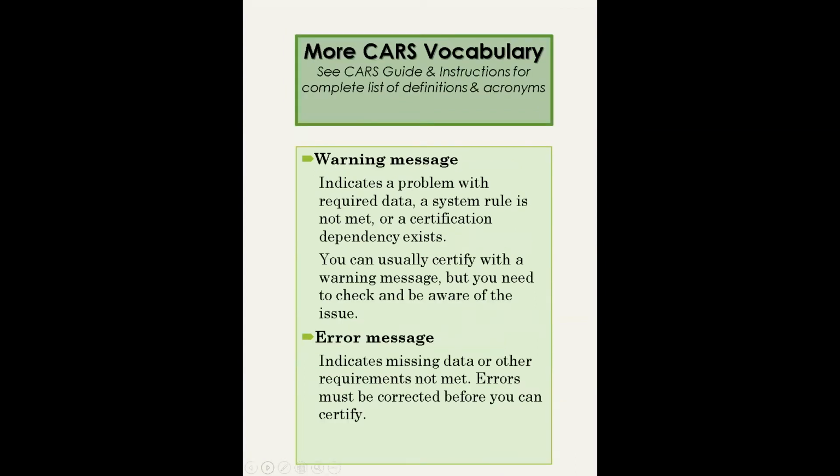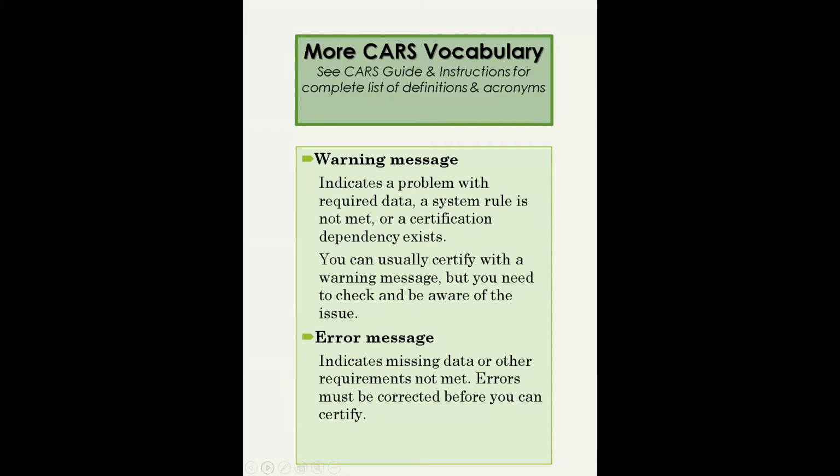All right, and a couple other vocabulary words in CARS that you'll run into, and these are messages that you might get when you're submitting your data. One is a warning message. A warning message pops up when there's some sort of a problem. Some data that you've submitted isn't what the system is expecting, or a system rule isn't met, or a certification dependency, something had to be certified previously. You can usually certify a page with a warning message. Okay? So a warning message doesn't stop you from certifying, but it does give you a message that something's wrong.